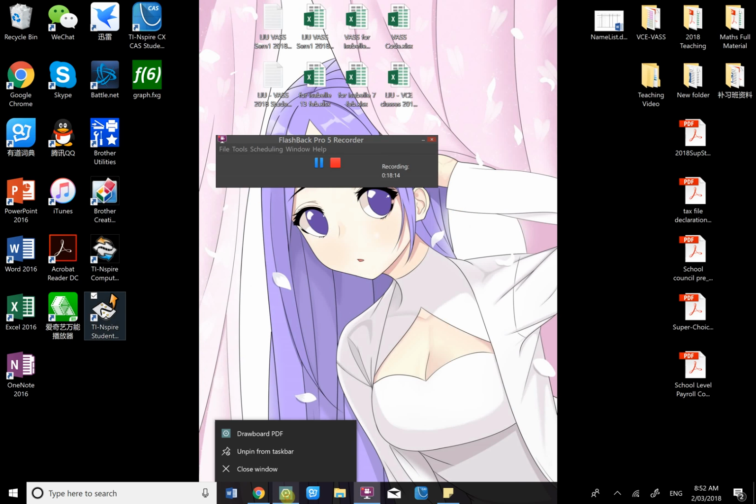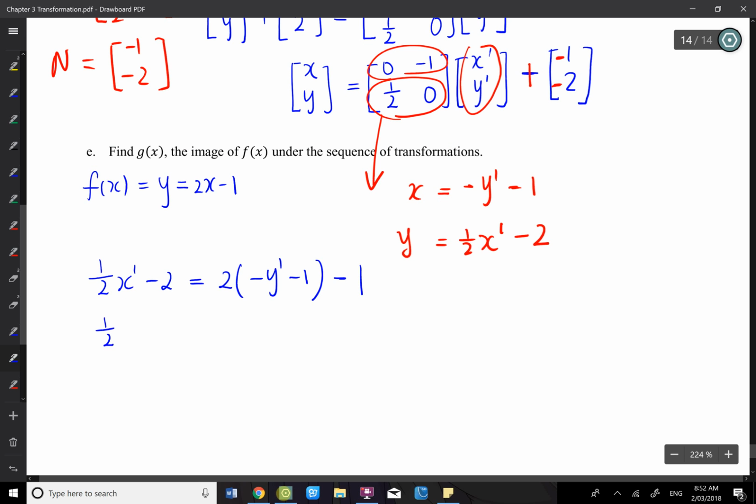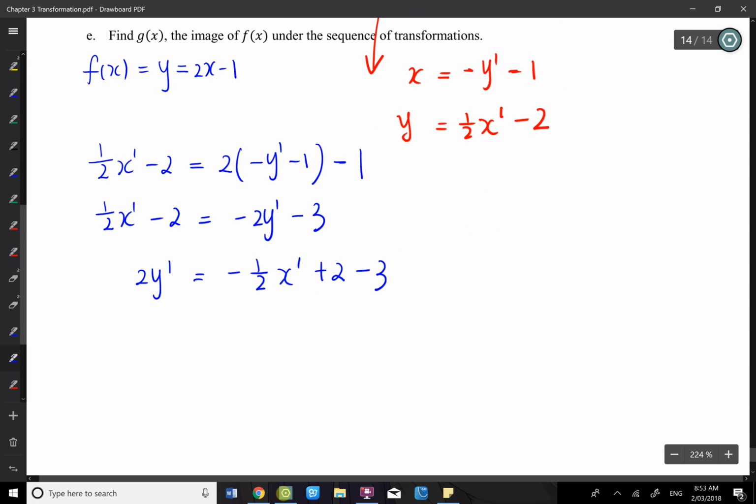Just rearrange it. A half x dash minus 2 equals minus 2y dash minus 3. Minus 2 minus 1, that's minus 3. So 2y dash equals minus a half x dash plus 2 minus 3. So y dash equals minus a quarter x dash divided by 2. That's a minus 1, so it's minus a half. And then divided by 2 is minus a half.